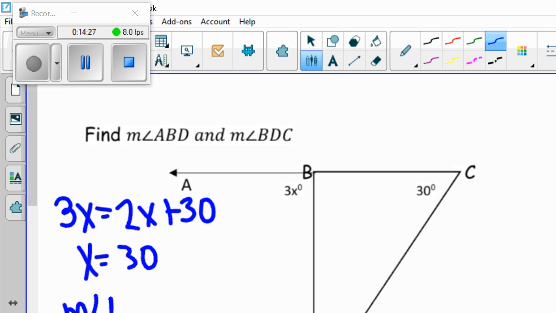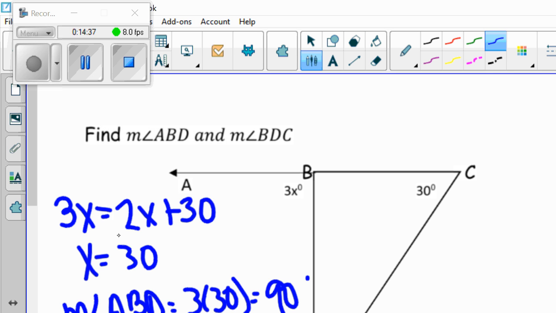So the measure of angle ABD is equal to 3 times 30, which is 90 degrees. So I have the measure of angle ABD equals 90 degrees. And if I just plug 30 in here, 2 times 30 equals 60 degrees. So then the measure of angle BDC is 60 degrees.